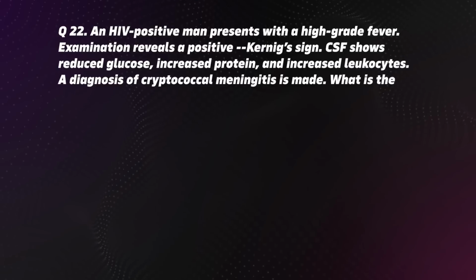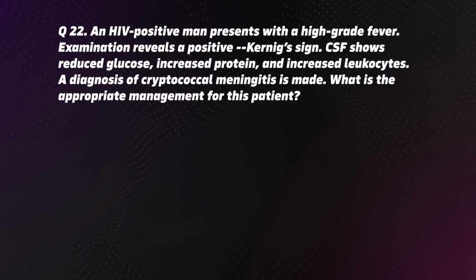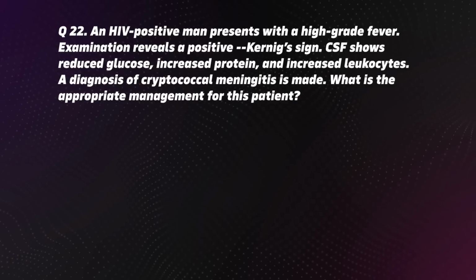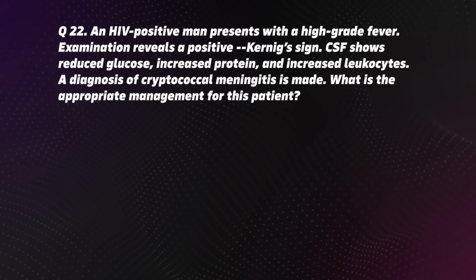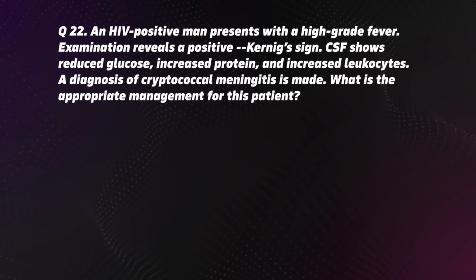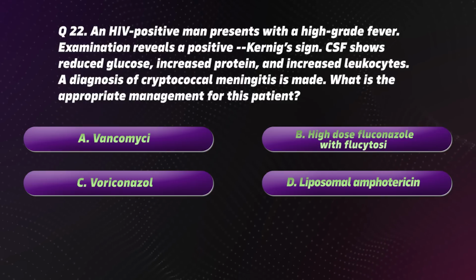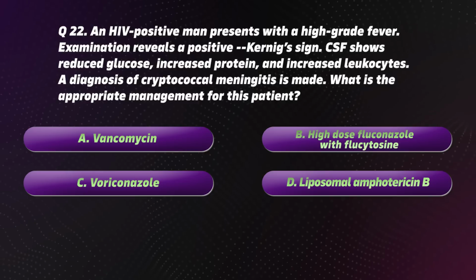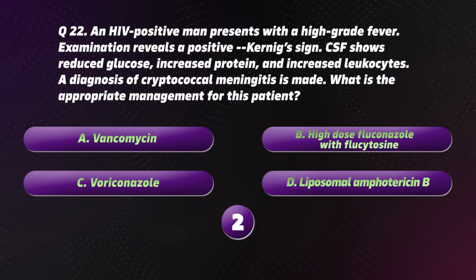Question 22. An HIV-positive man presents with a high-grade fever. Examination reveals a positive Kernig's sign. CSF shows reduced glucose, increased protein, and increased leukocytes. A diagnosis of cryptococcal meningitis is made. What is the appropriate management for this patient? Here are the options. A. Vancomycin. B. High-dose fluconazole with flucytosine. C. Voriconazole. D. Liposomal amphotericin B.